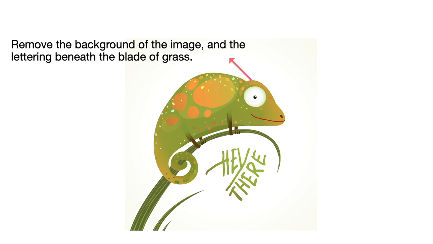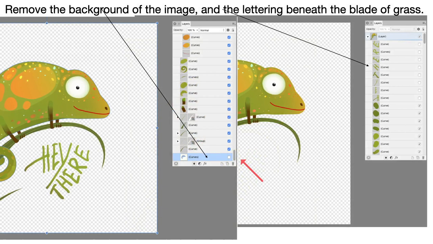Remove the background of the image and the lettering beneath the blade of grass. So the white background has to go and the lettering has to go. And you can see there, I've removed the white background. And in this case, the white background is the very last layer in the group. So you just uncheck it because you don't want to delete it.